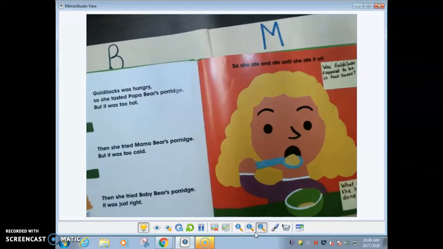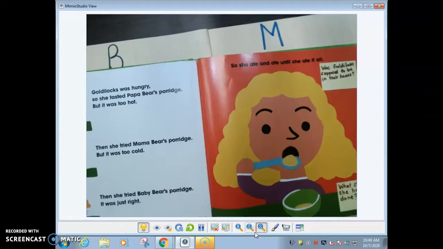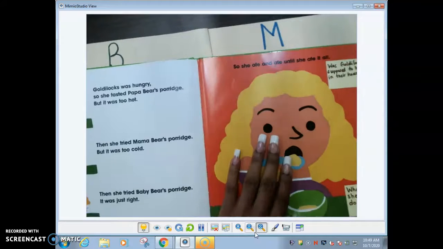Now, was Goldilocks supposed to go into their house without them being there? No, she was not. What should she have done? What do you think she should have done? I think she probably should have waited until they got back home. Okay? I think she should have waited till they got back home, because it's not good manners to just walk into someone's house when they're not there. Okay, let's continue reading.